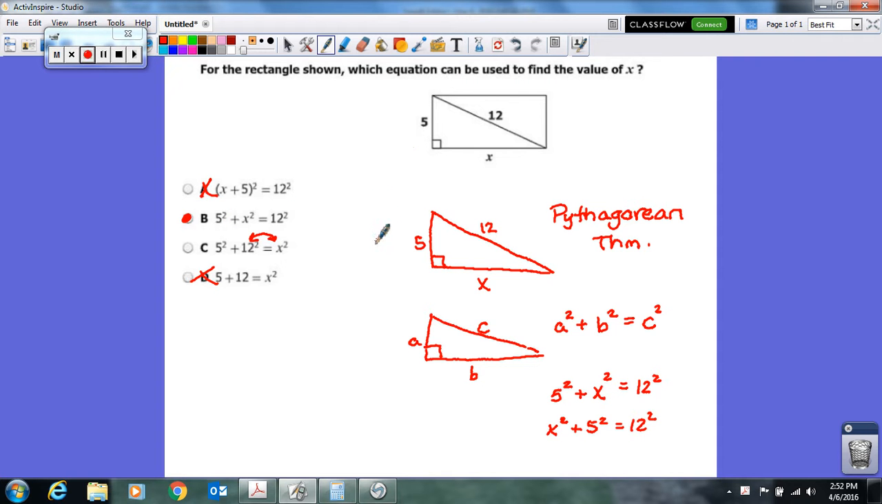So to solve a problem like this, you need to begin by knowing your Pythagorean theorem. And the Pythagorean theorem again: a squared, one of the legs, plus b squared, the other leg, is equal to c squared, which is the longest side, or the hypotenuse.